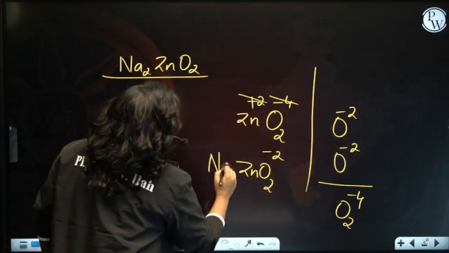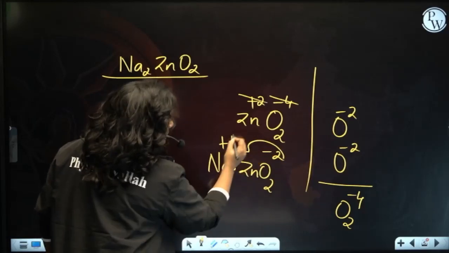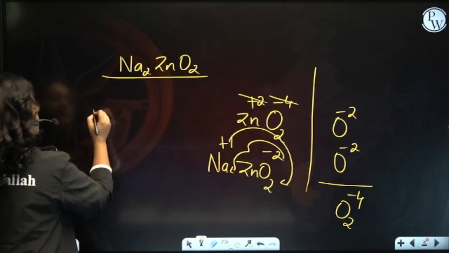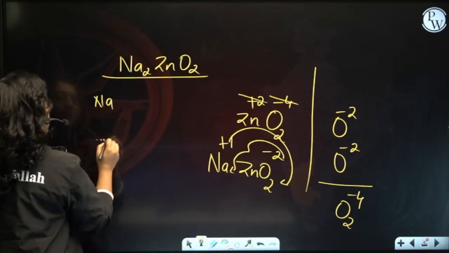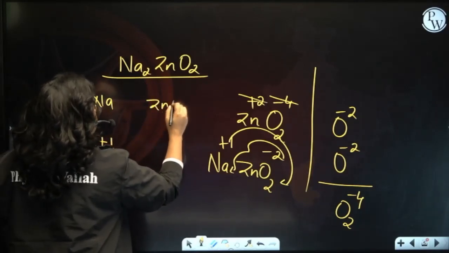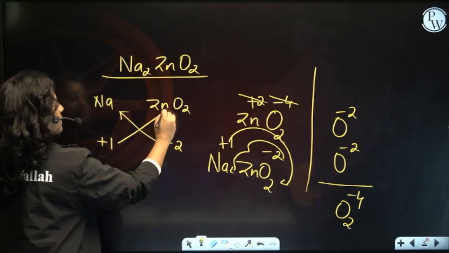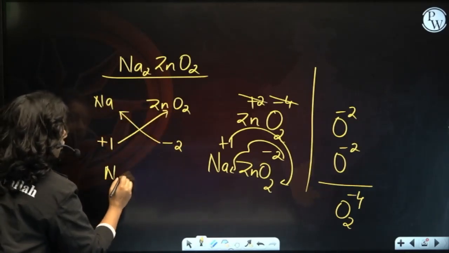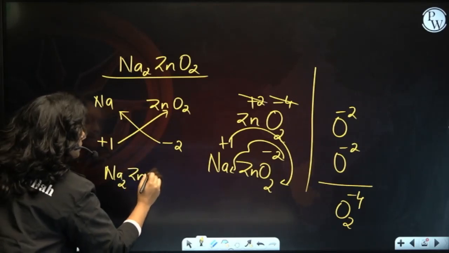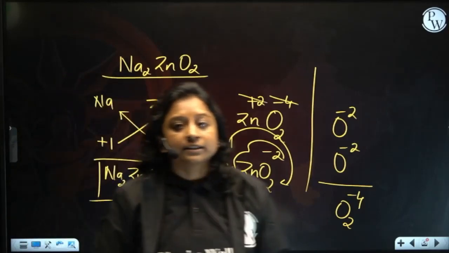So what is the charge of sodium? +1. So each charge will come here. This charge will go here, exchanging the charge. This also you have learnt in which standard? 9th standard, right? ZnO2 charge is -2. So like this you have learnt. So what should be the formula? Na2ZnO2. Na2ZnO2. Understood?